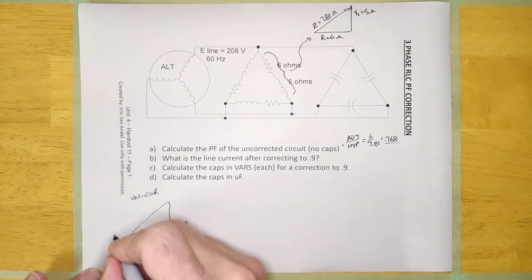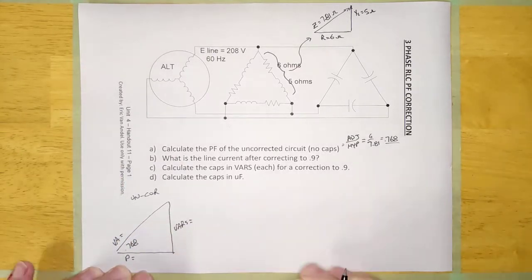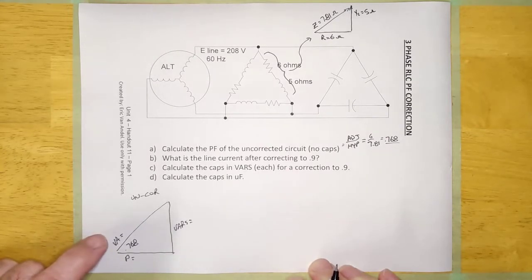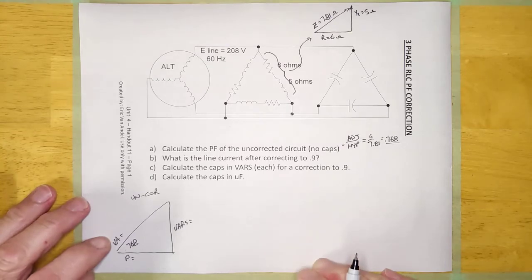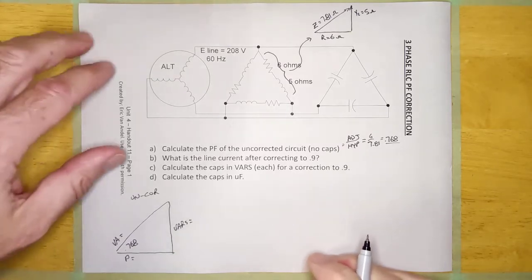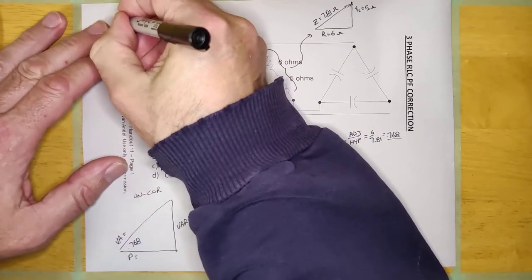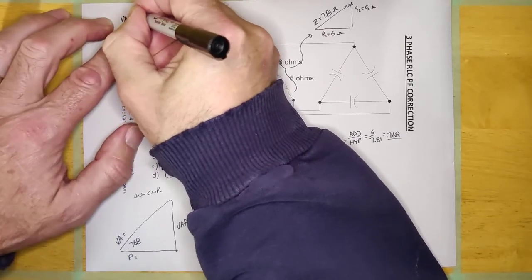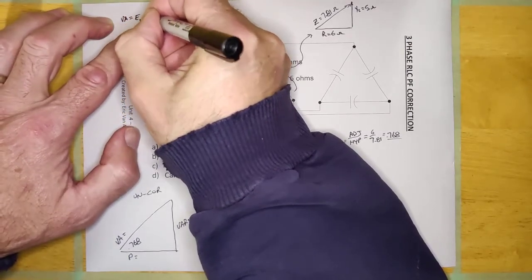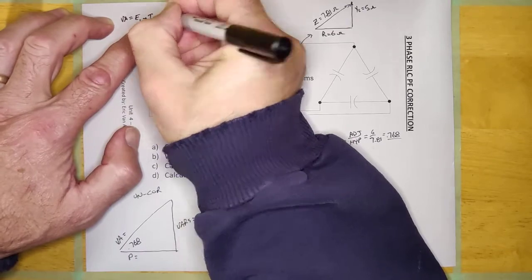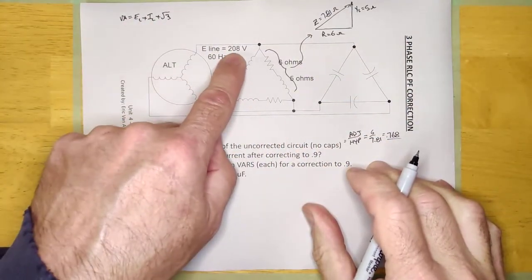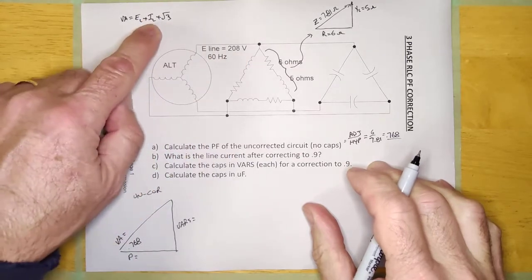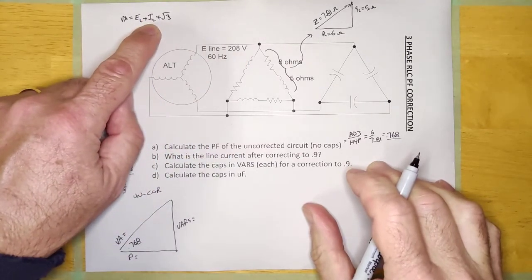Now, what can I calculate of these three? Well, the easiest thing to calculate, and the thing that you should calculate, is the VA. How am I going to calculate the VA? The VA is equal to E line times I line times root 3. And if I've got E line, all I need is I line. How am I going to calculate I line?